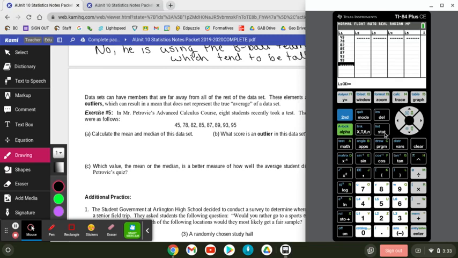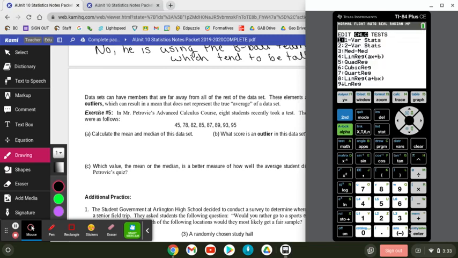Again, I'm going to calculate the one-variable data. So stat, calc, and I see that my mean, which is X bar, is 80.7, and my median is 85.